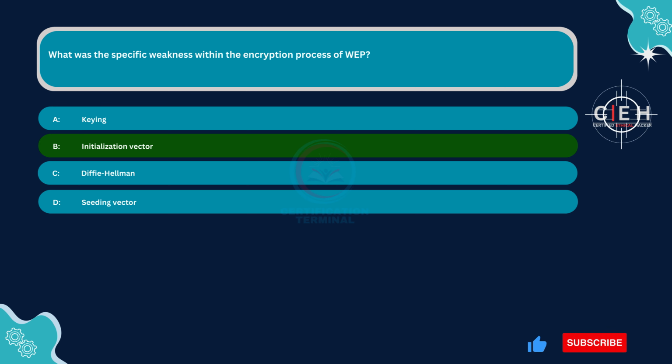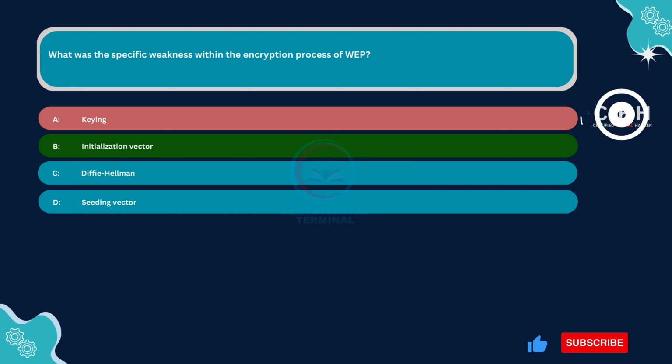Wired equivalent privacy was an early encryption protocol used to secure wireless networks. One of the specific weaknesses within its encryption process was the misuse and poor management of the initialization vector. The initialization vector is a crucial component of wired equivalent privacy encryption, as it is combined with the encryption key to protect data packets transmitted over the network.